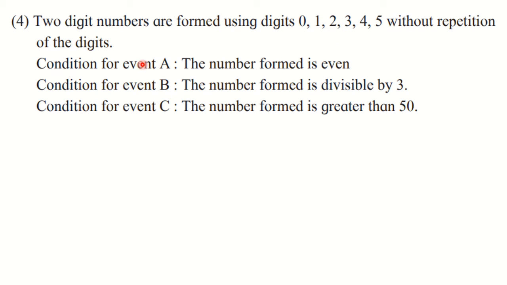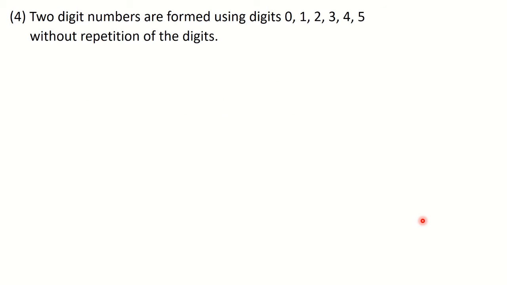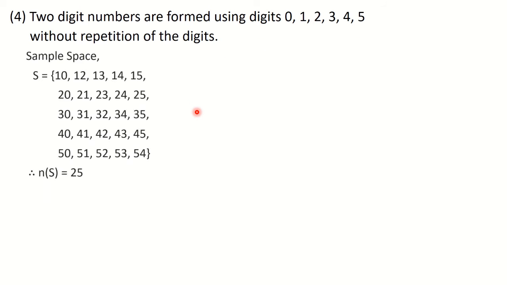Conditions are given. Condition for event A: the number formed is even. Condition for event B: the number formed is divisible by 3. Condition for event C: the number formed is greater than 50. So first of all, let us write down the sample space here. Two-digit numbers are to be formed using these digits without repetition.